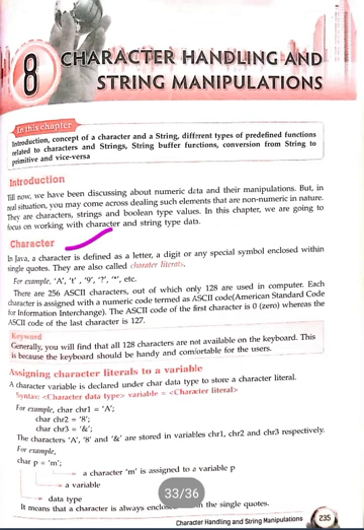In Java, a character is defined as a letter, digit or any special symbol enclosed within single quotes. So you can write an alphabet, a number, or a special character, but it should be enclosed in single quotes, then only we call it a character. There are 256 ASCII characters, out of which only 128 are used in the computer. ASCII, the American Standard Code for Information Interchange, ranges from 0 to 127.